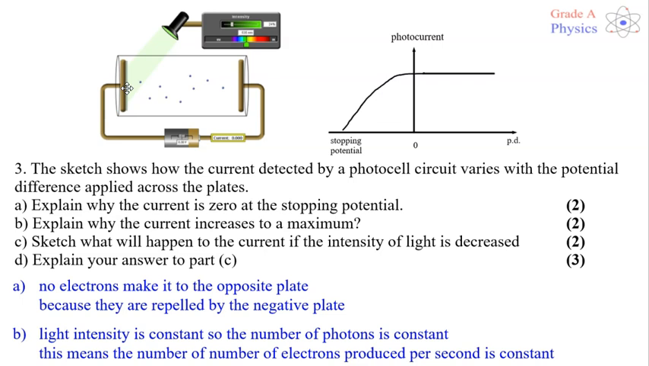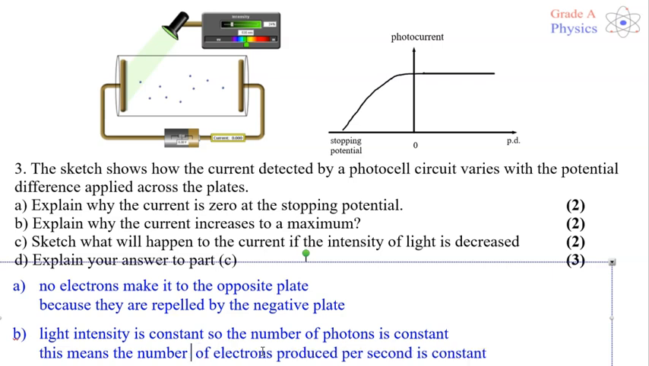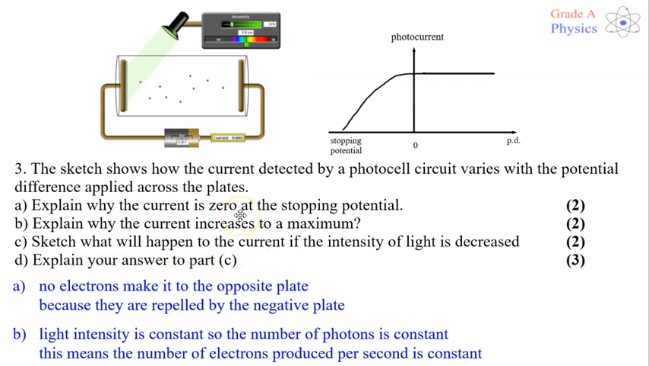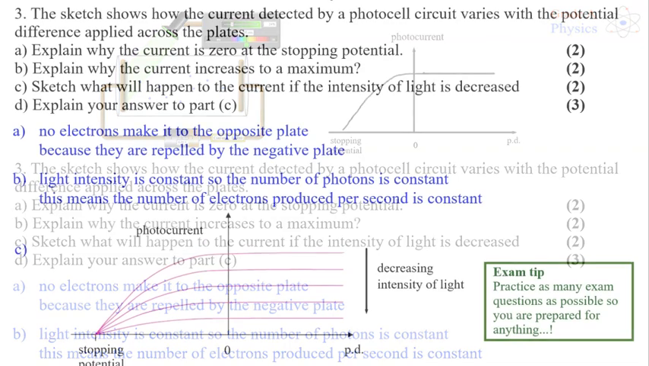So really difficult ideas. Light intensity is constant and the frequency hasn't changed, so the number of photons is constant. If we have a one-to-one interaction, that means the number of electrons produced per second is constant. Therefore, as we've seen in the previous question, Q over T is constant, so the current has reached its maximum value.